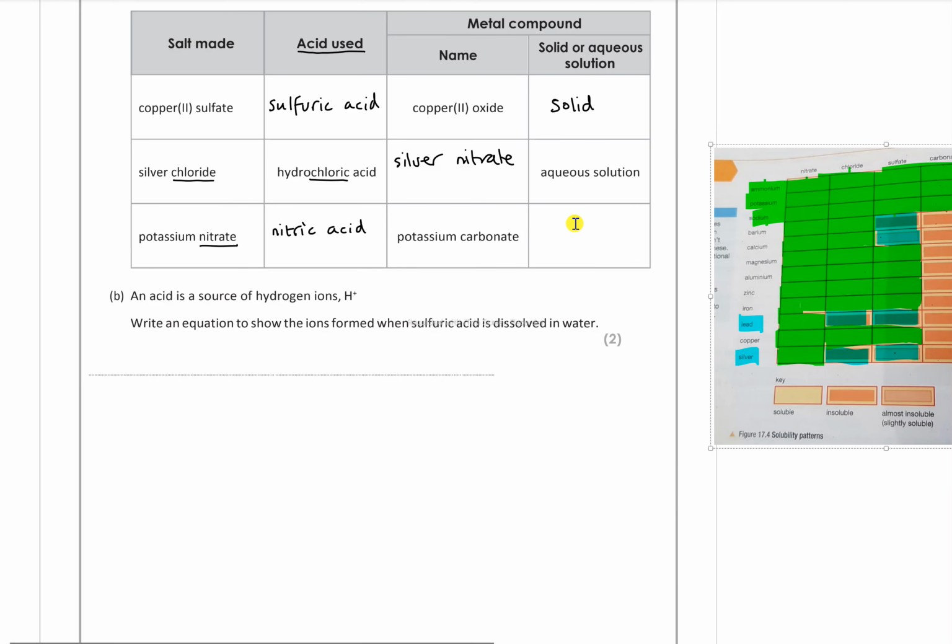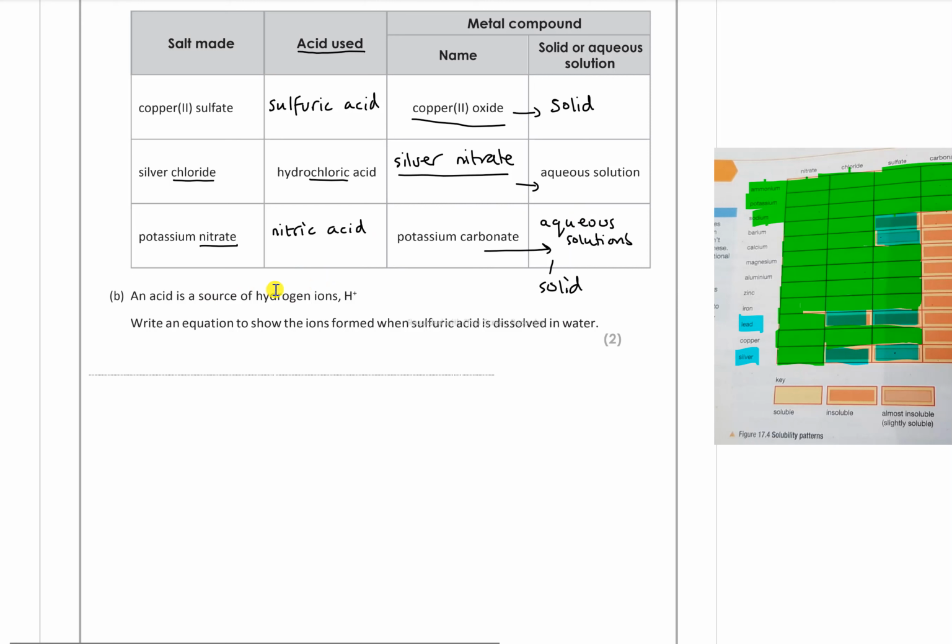Right, so what they're asking for is that copper oxide is a solid, a black solid. Silver nitrate is an aqueous solution. Potassium carbonate can be either aqueous solution or solid, so we'll just put aqueous solution. It can come in many forms actually, so they'll accept any. They'll accept solid or even solution.